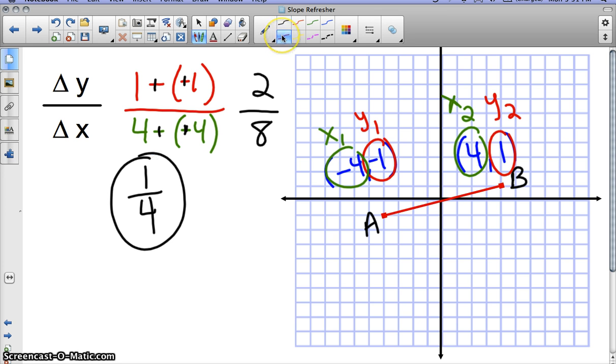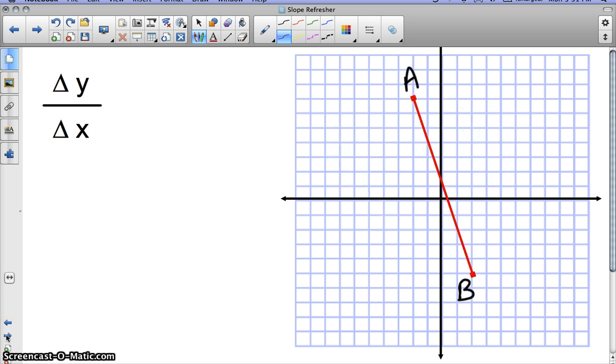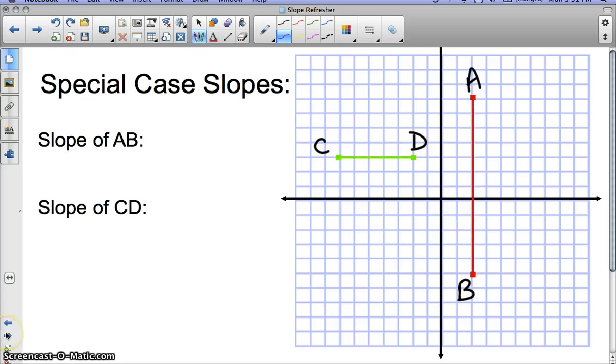And if we would have actually just counted our rise over run, we would have seen that we went up 2, and then we ran 8. And so we would have had the exact same thing. But again, just showing you another way to do it. Alright, special case slopes.